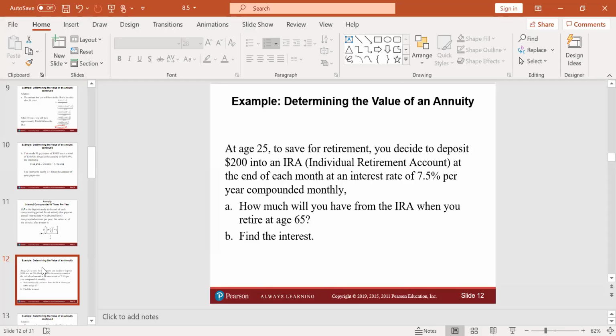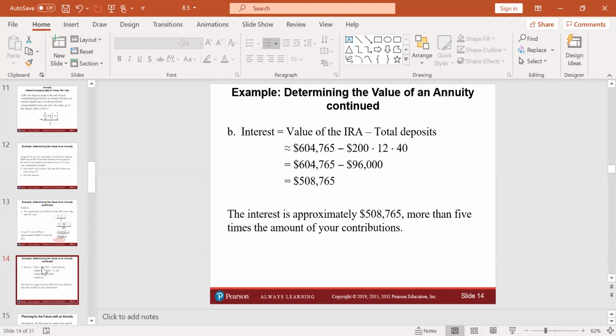So back to the PowerPoint. Yada, yada, yada. They rounded to the nearest dollar. We rounded to the nearest cent. It doesn't really matter. Yeah, you should definitely be investing in money.